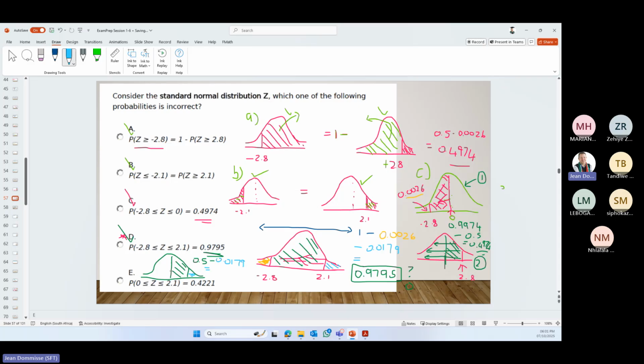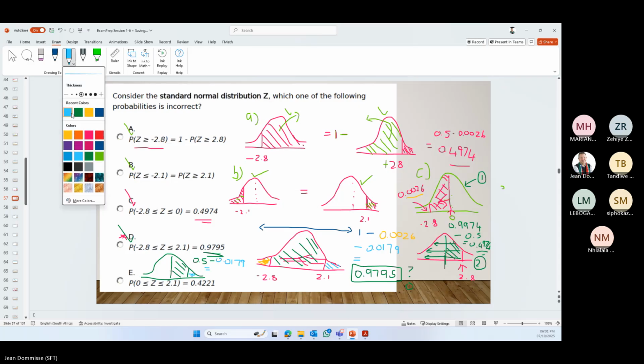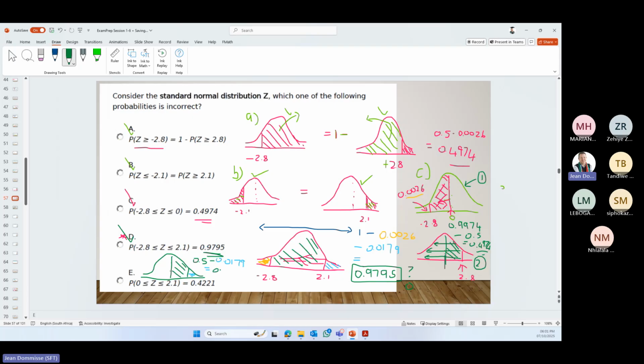So 0.5 minus 0.0179, that gives us 0.4821. That is then the incorrect one, option E.